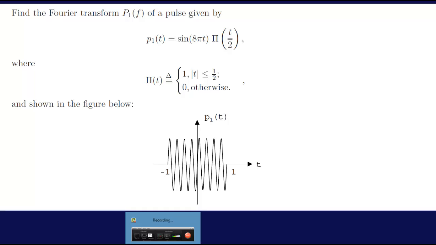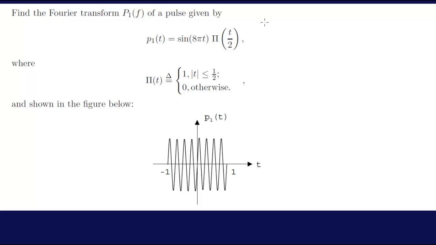Okay, so let's go ahead and get started here. The problem says to find the Fourier transform P1 of f of a pulse given by this function right here, P1 of t. And so we have two functions over here, right? We have the function sine and pi. Okay, so let's go to page 202 on the FE handbook. We have the Fourier transform pairs, the table right there, and this is what we have for pi over 2. So basically we're gonna use Fourier transform and then use convolution to solve this problem.